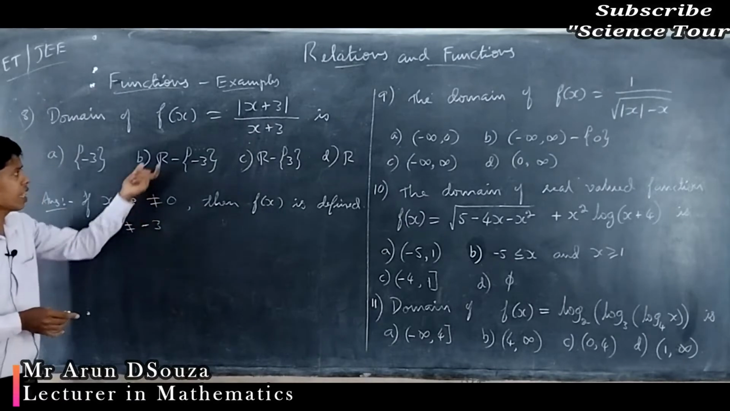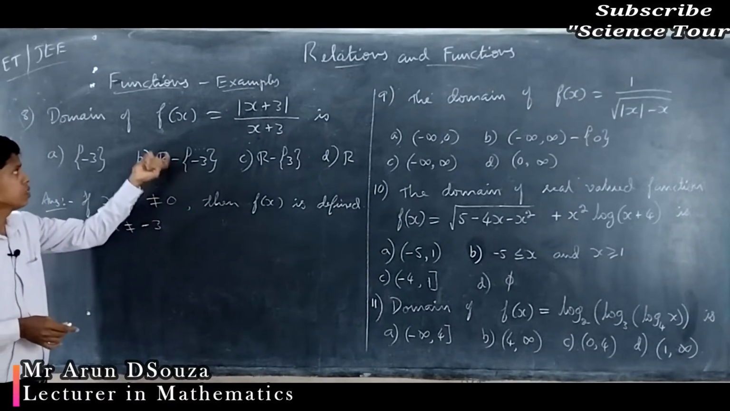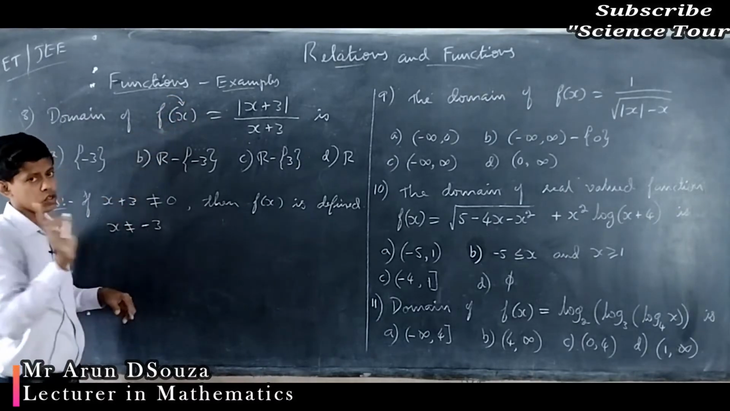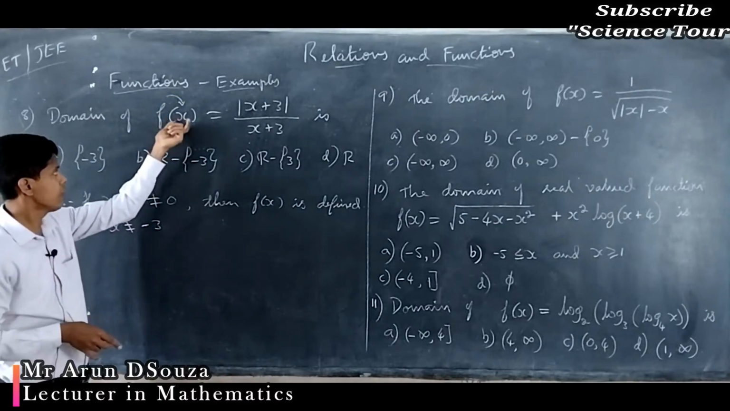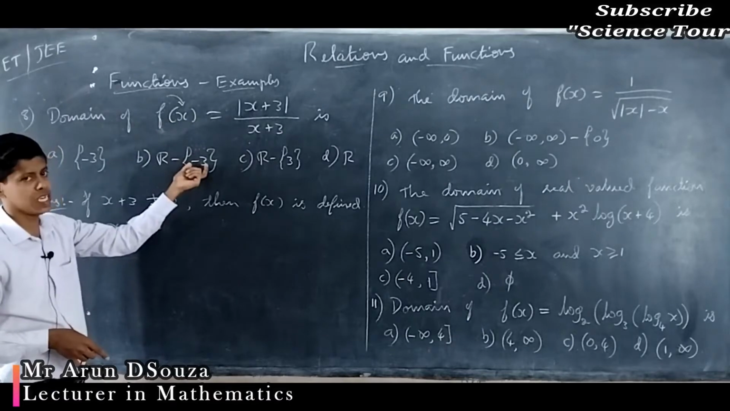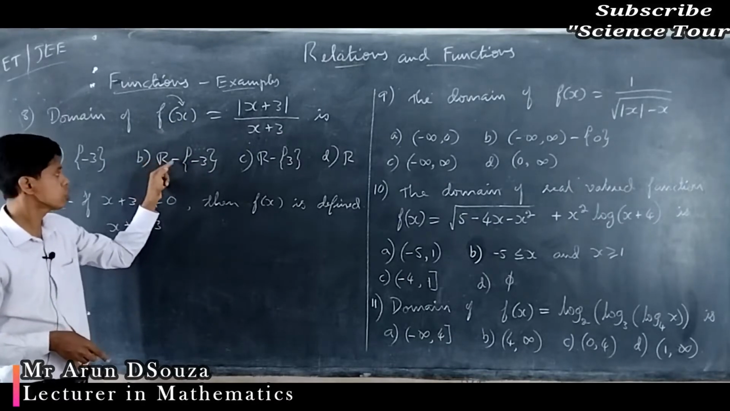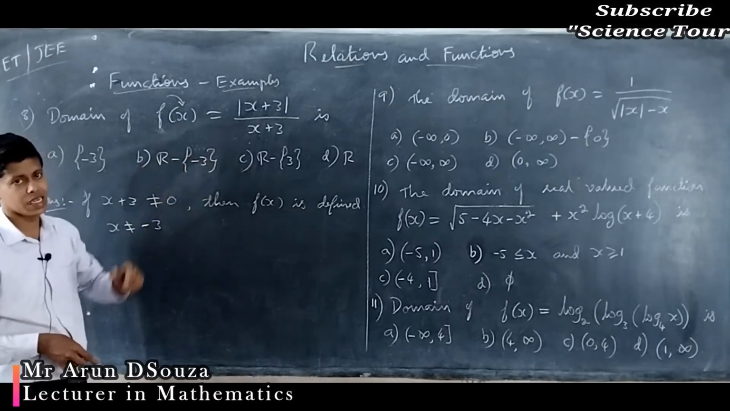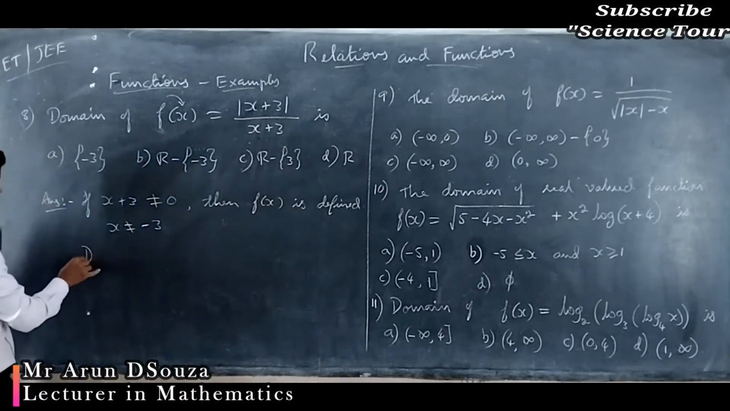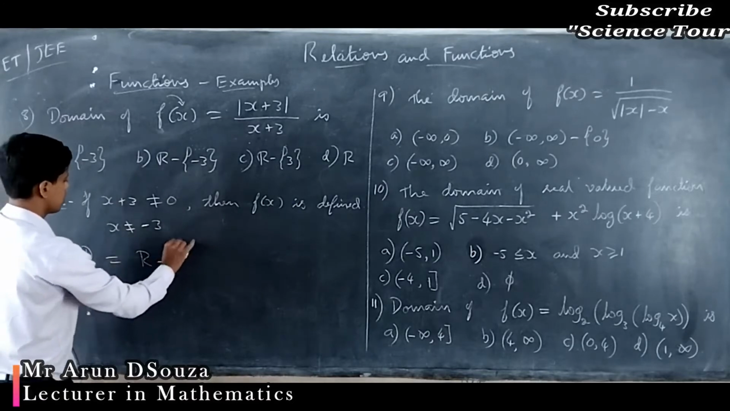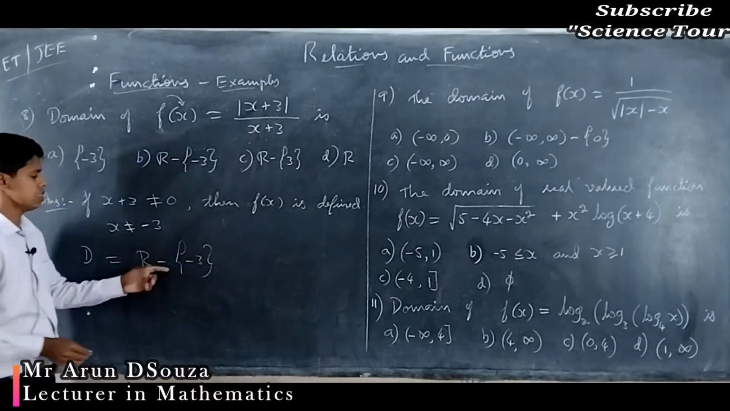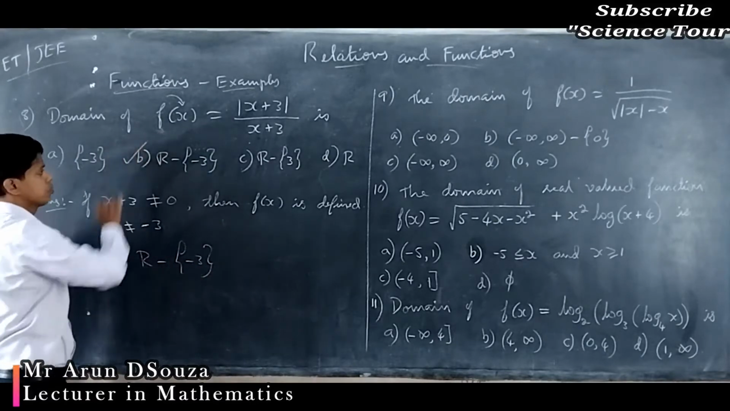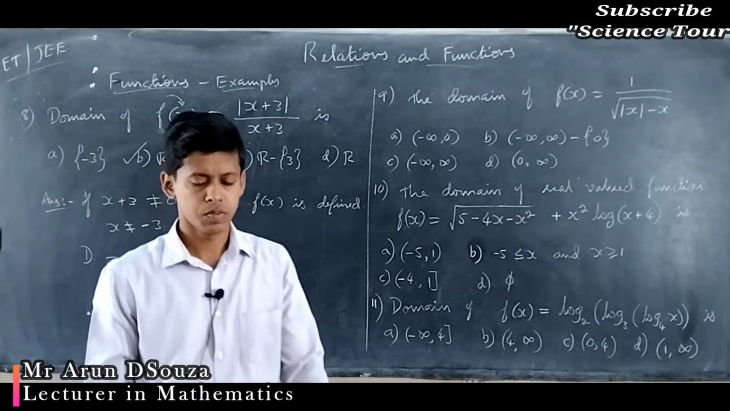So that means you can have any real number in place of x, the input values. The input values are the domain values. So you can put any real number except minus 3. So from the set of real numbers you have to subtract the set containing the element minus 3. Therefore the domain is R minus the set containing that element. So option B is the right answer for this particular question.